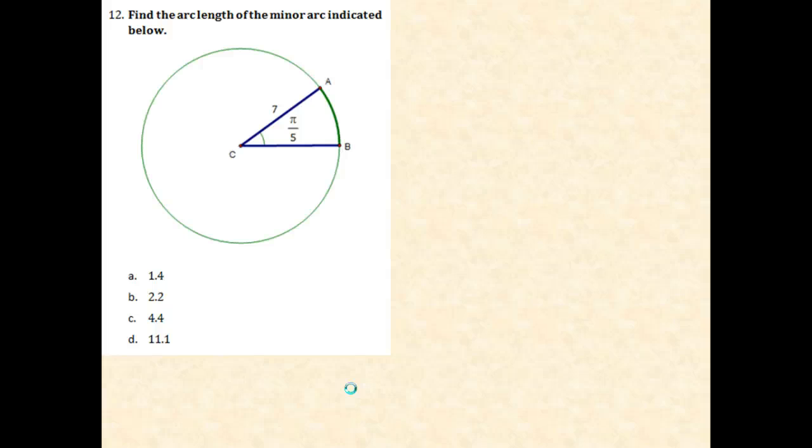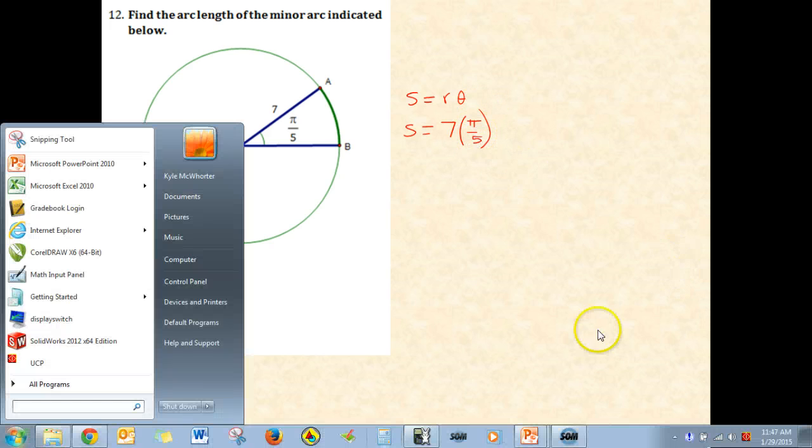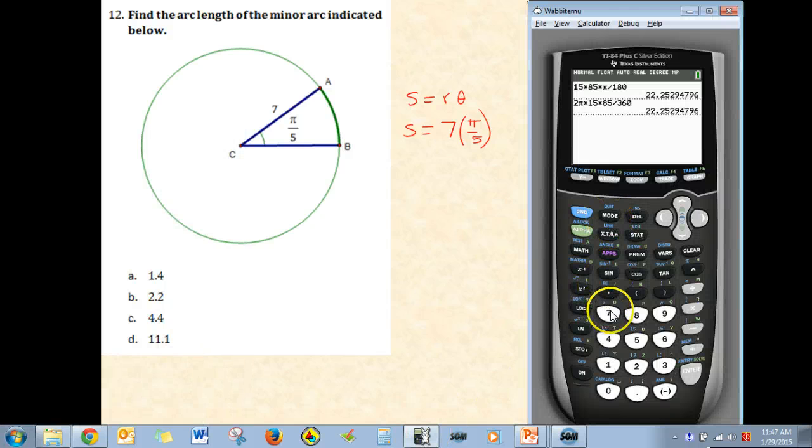Number 12. Find the arc length of the minor arc indicated below. This angle is already given to us in radians, so it's going to be easiest to use arc length equals r theta. And all we have to do is the radius, which is 7, times the angle, which is pi over 5. So, calculator, 7 pi divided by 5 is 4.39, and that rounds to 4.4.